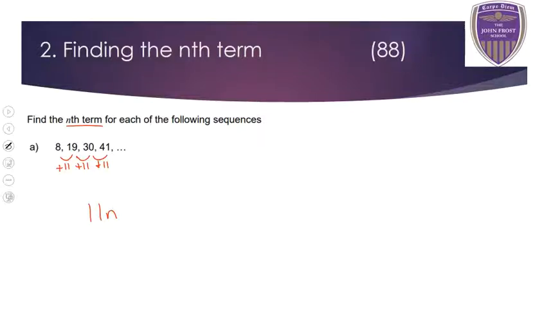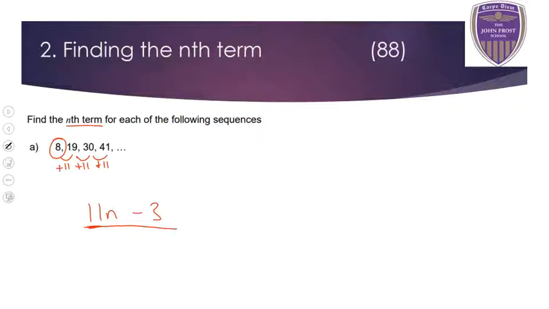Okay, so remember that the first term in the sequence is when n equals 1. So if you want to work out what goes on the end now, you start with this 11 and figure out how you change that 11 into the number 8, which is the first term in the sequence. Okay, so to go from 11 to 8, you subtract 3. So your rule is 11n minus 3.